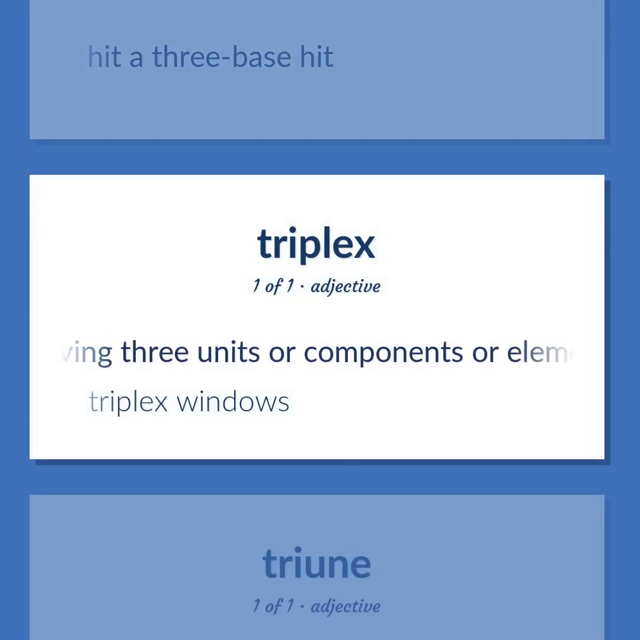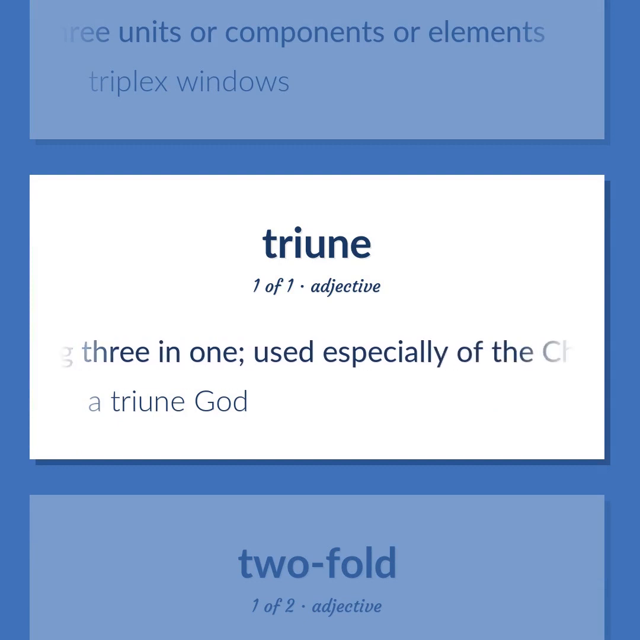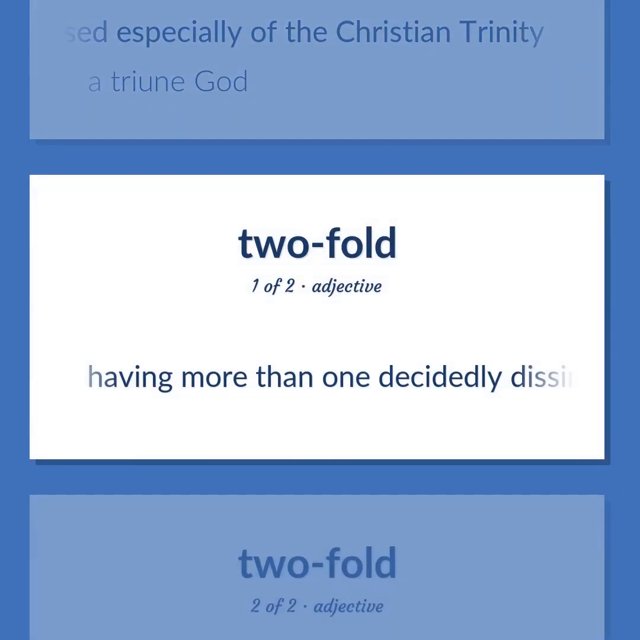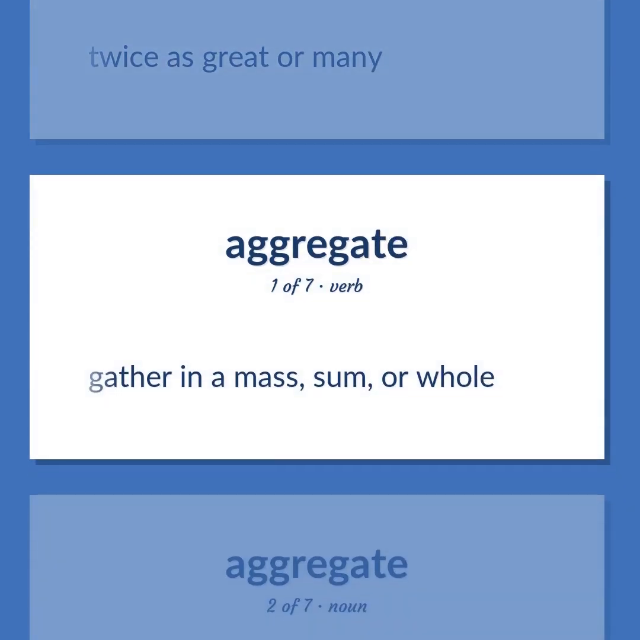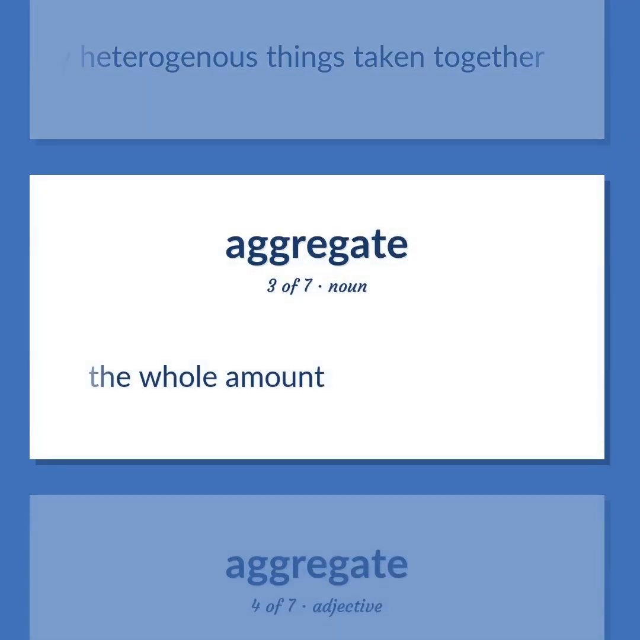Having 3 units or components or elements. Triplex windows. Being 3 in 1, used especially of the Christian Trinity. A triune God. Having more than one decidedly dissimilar aspects or qualities. Twice as great or many. Gather in a mass, sum, or whole. A sum total of many heterogeneous things taken together. The whole amount.